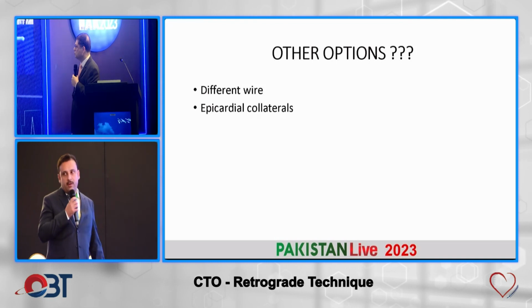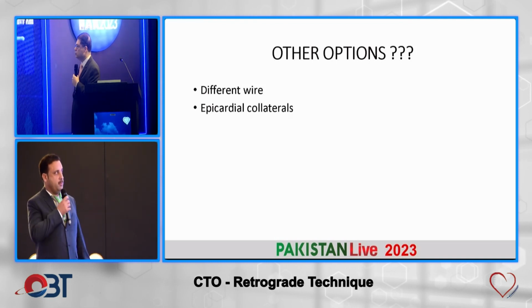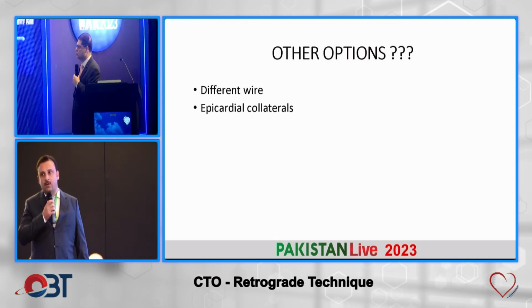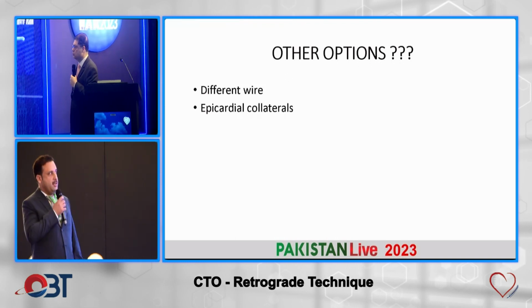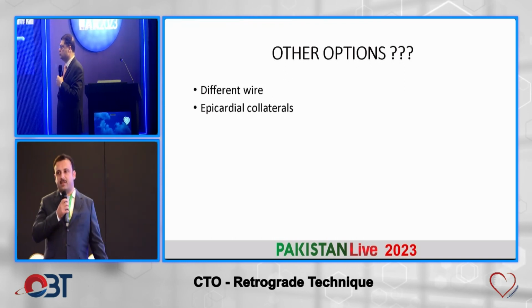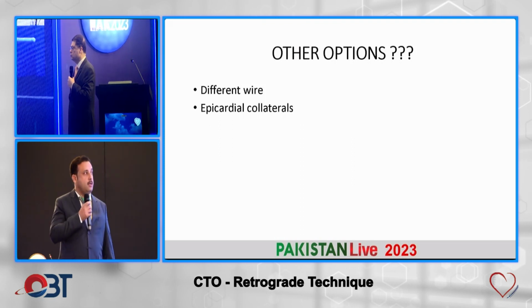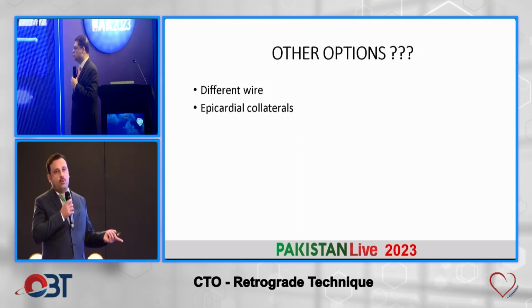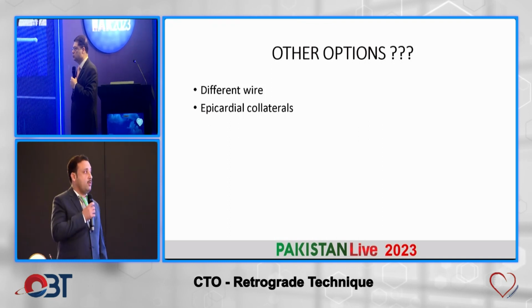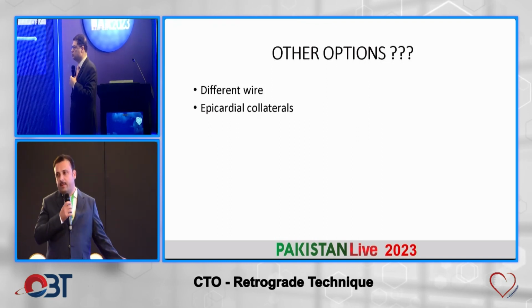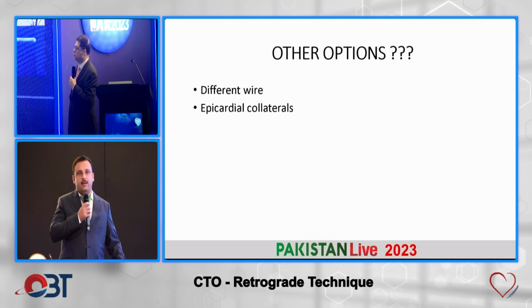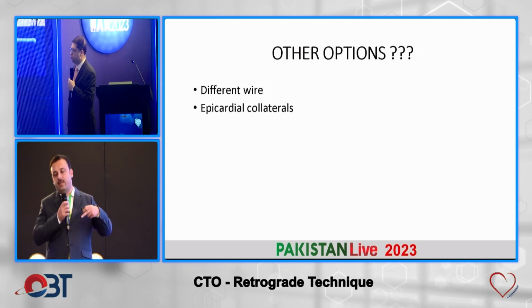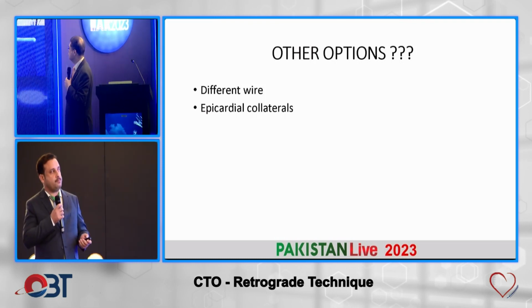So if all of the three septals are not crossed, what will be the options with us? One is to change the wire from one to another, for example, we can take a Sion Black or Sion wire. The other way is to go from epicardial collaterals. Or according to the hybrid algorithm, you can change from retrograde into antegrade.